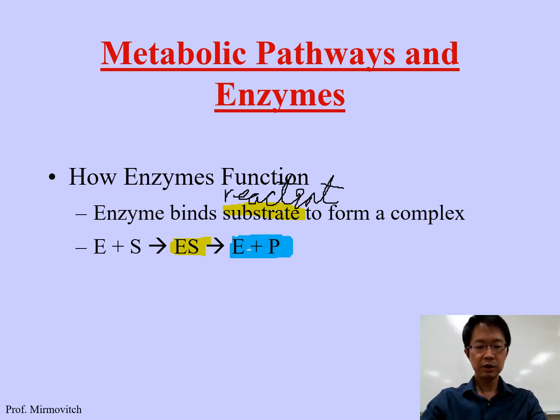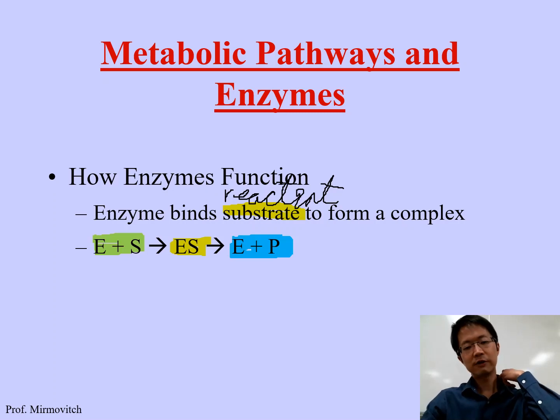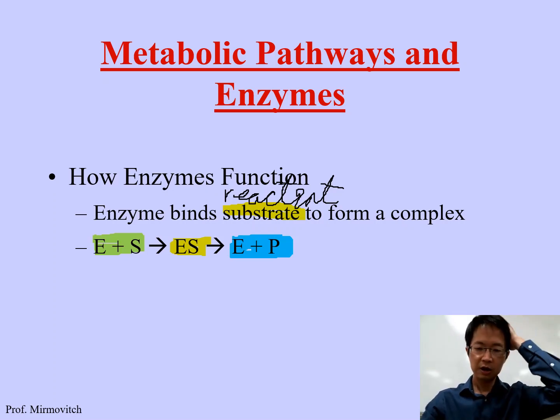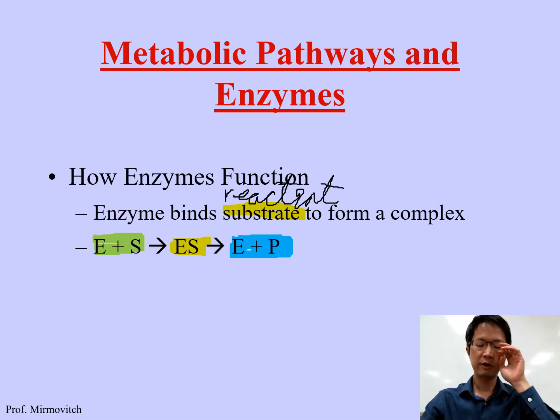At the beginning, you have enzyme and substrate, they are separate. So substrate is trying to bind to enzyme. After substrate binds to enzyme, they form enzyme substrate complex. And then enzyme will speed up the conversion of the substrate into product. And then after the formation of product, the product will be released from the enzyme.